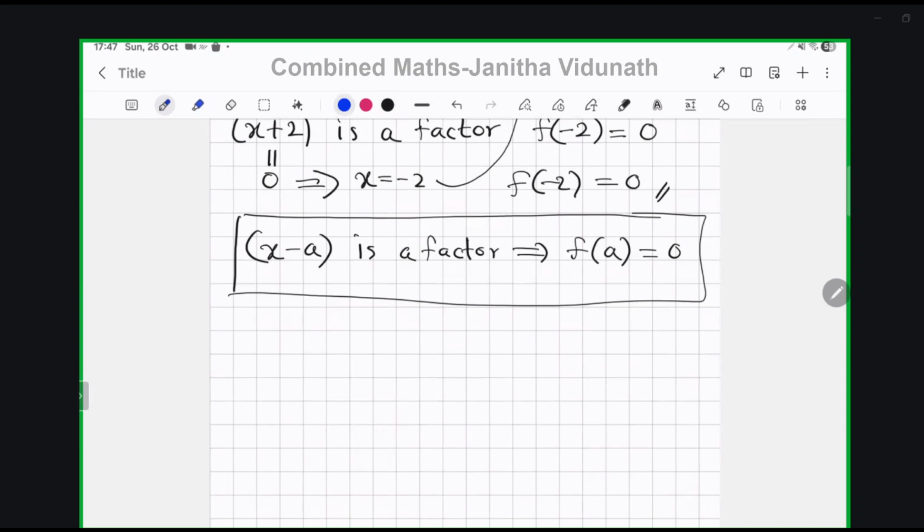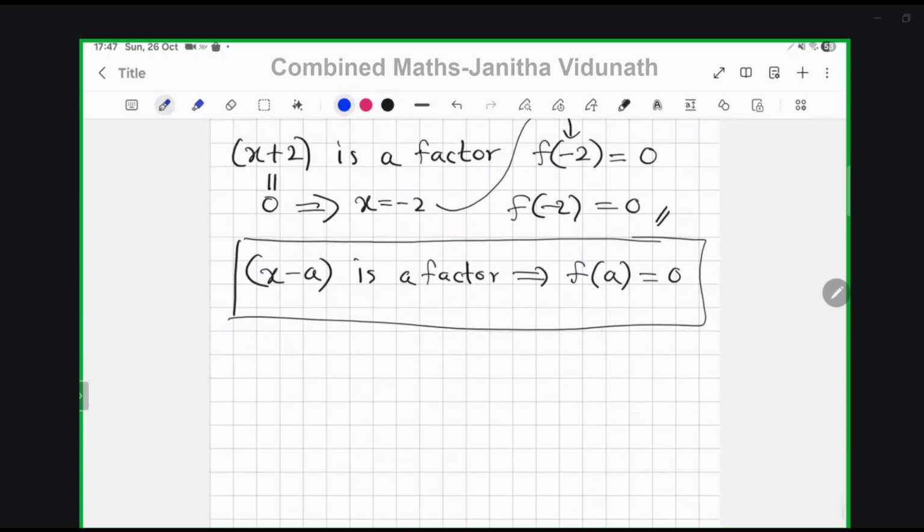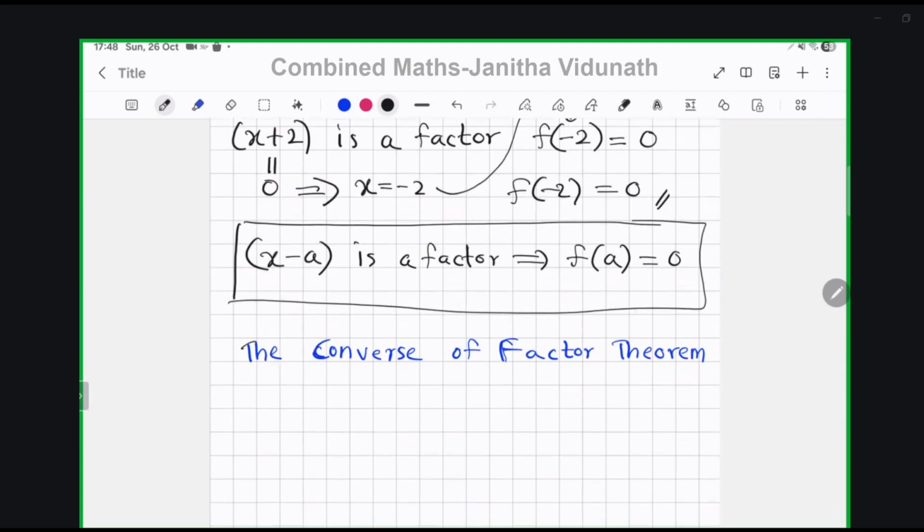Okay. Now we are going to learn another theorem, related to the factor theorem: the converse of the factor theorem. Our next topic is the converse of the factor theorem. This is similar to the factor theorem, the other way around. Now, write down this with me.